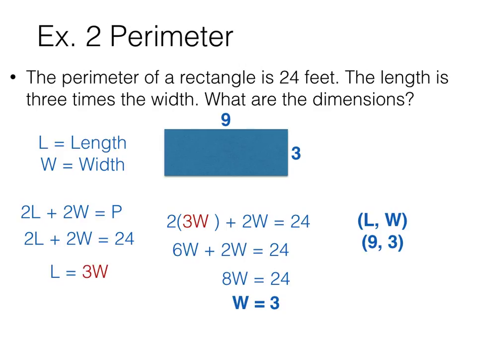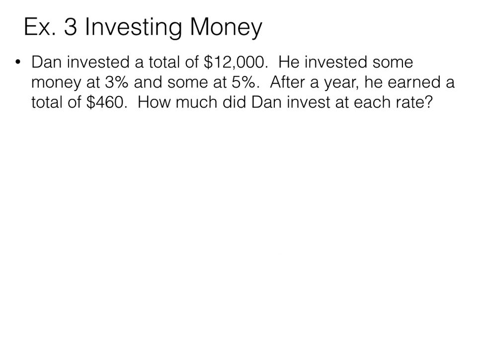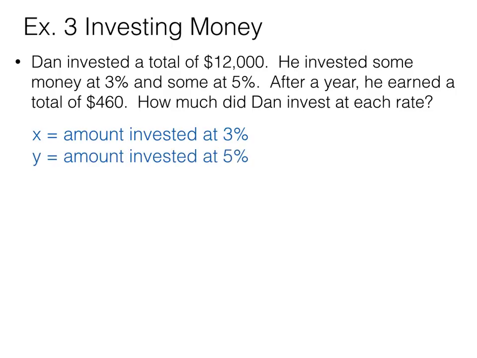So we talked about coins and we talked about a rectangle. Another common context you'll see is investment problem. Dan invested a total of $12,000. He invested some money at 3%, and some at 5%. Remember, he invested a total of $12,000. So after a year, he earned some interest. And here's how we show this. 3% would be 0.03 times x plus 0.05 times y equals 460.